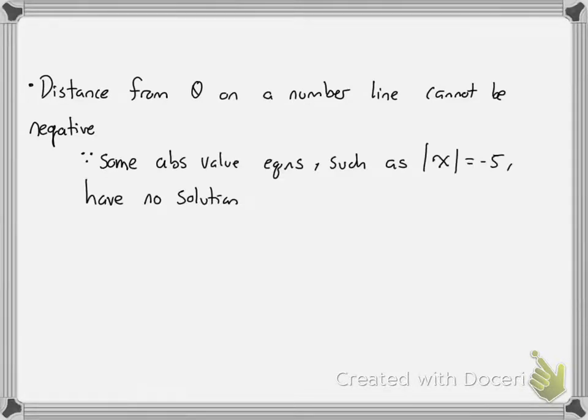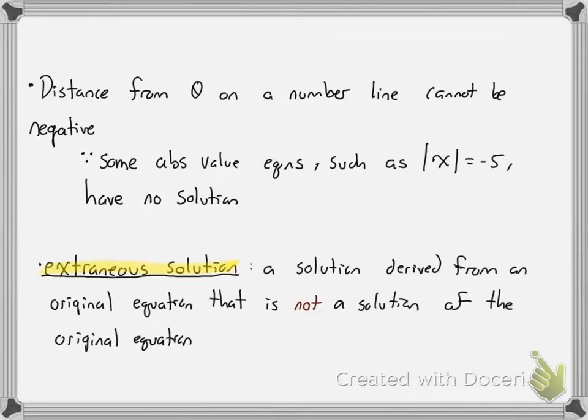So some absolute value equations, such as the absolute value of x equals negative 5, would have no solution, because an absolute value will never spit out a negative number. Sometimes when we find answers that would show the absolute value equaling something negative, we call that an extraneous solution. The formal definition is that an extraneous solution is a solution derived from an original equation that is not a solution of the original equation.